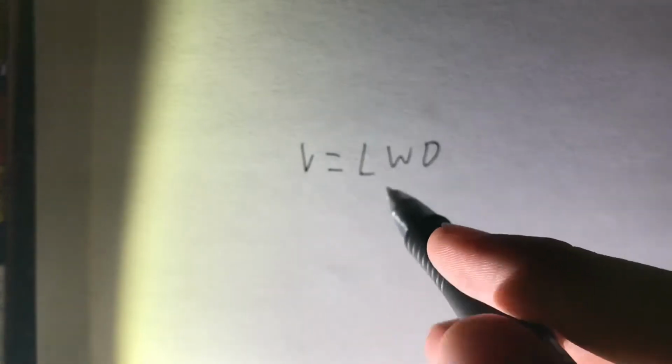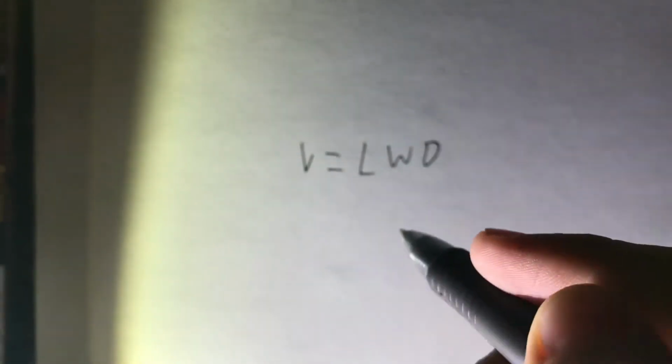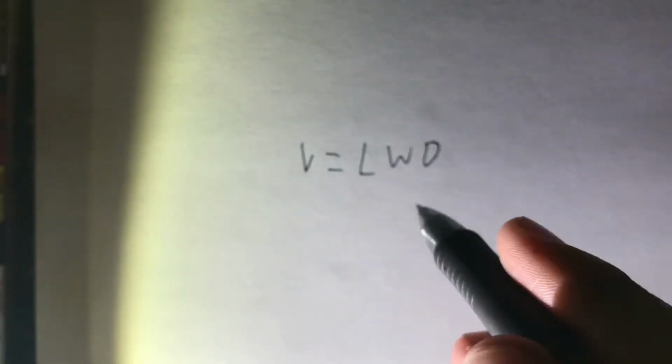So here we have 4 variables, and I haven't given you a value. So with what I've given you, you don't know what the volume of your swimming pool is. You just know that if you want to find the volume, you need to multiply length, width, and depth.